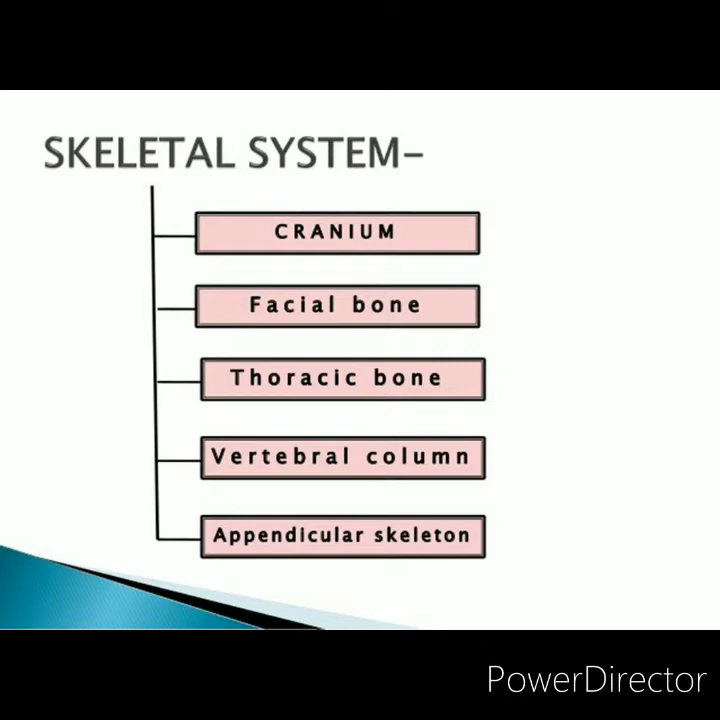These are the types into which I have divided the whole skeletal system, starting from the head till the toe. Suppose the cranium, that is the first, the outer part of the brain, known as the skull or the cranium. Next is facial, the bones in our face. Then next is thoracic, vertebral column, appendicular skeleton. We'll see in detail what bones we can find under each.